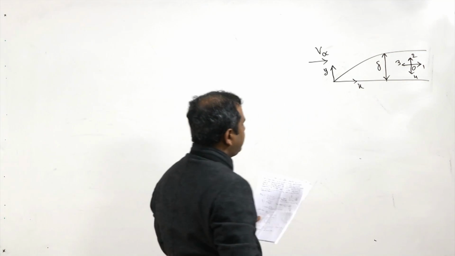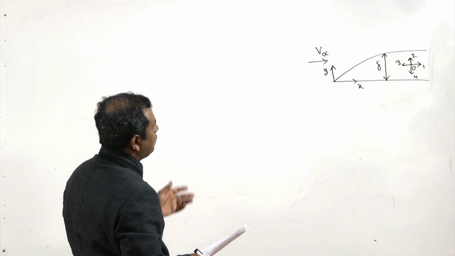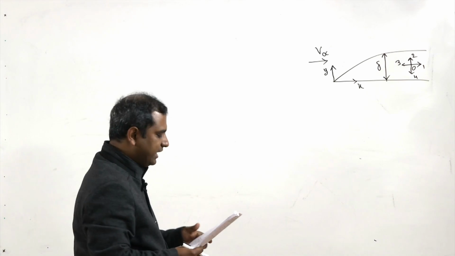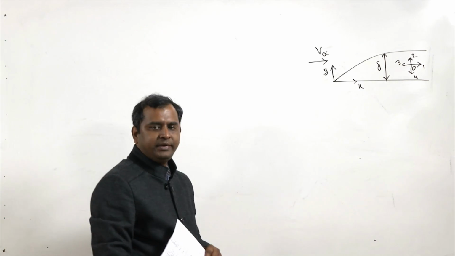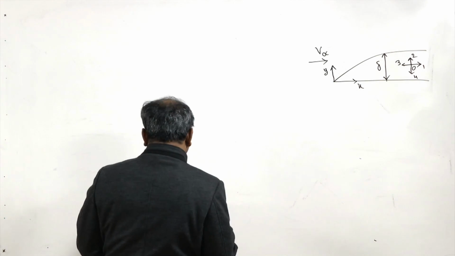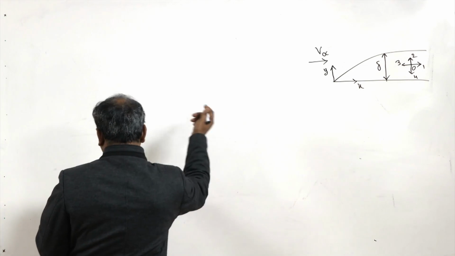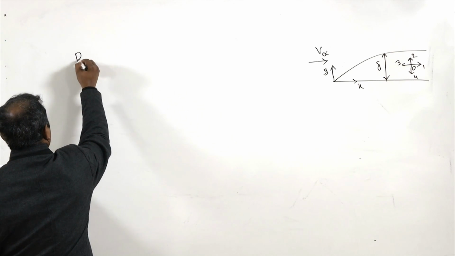So the question is, at different locations, what velocities will it be getting. To solve this problem, first we need to understand whether it is in the laminar zone or turbulent zone. So let me first check whether it is laminar or turbulent. First we will be finding out the Reynolds number.